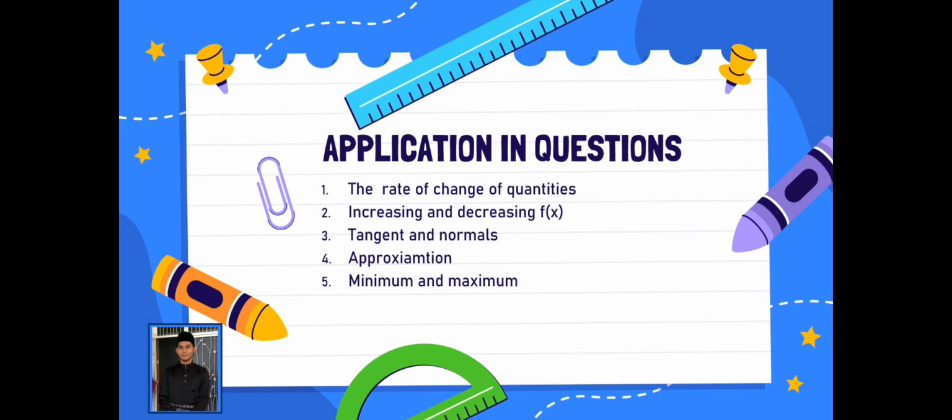So I'm going to take part in the application questions, and from this part there are 5 things that we will learn about. The rate of change of the quantities. Second is the increasing and decreasing of f(x), third tangents and normals, fourth approximations, and lastly, fifth, minimum and maximum. But in focusing on our title, we will be covering the rate of change of quantities.